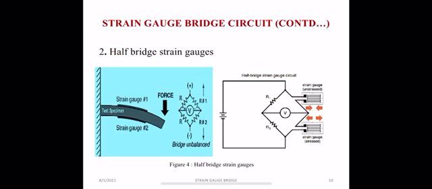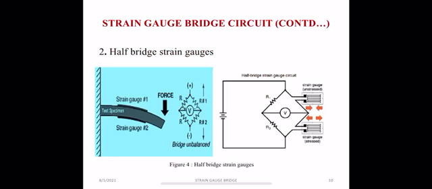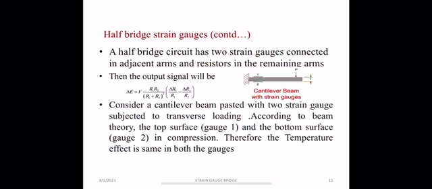Second is half bridge strain gauges. A half bridge circuit has 2 strain gauges connected in adjacent arms and resistors in the remaining arms. Then the output signal will be delta E equals V into R1 R2 by R1 plus R2 the whole square, into delta R1 by R1 minus delta R2 by R2. Consider a cantilever beam pasted with 2 strain gauges subject to transverse loading. According to beam theory, the top surface gauge 1 is in tension and the bottom surface gauge 2 in compression, therefore the temperature effect is the same in both the gauges.